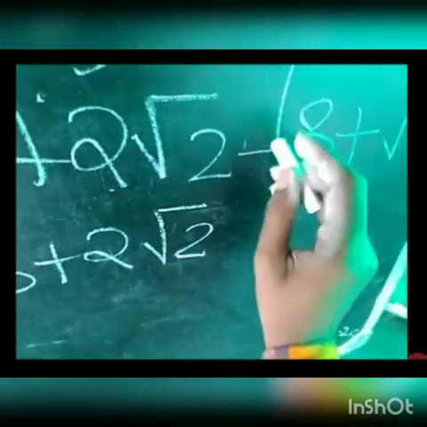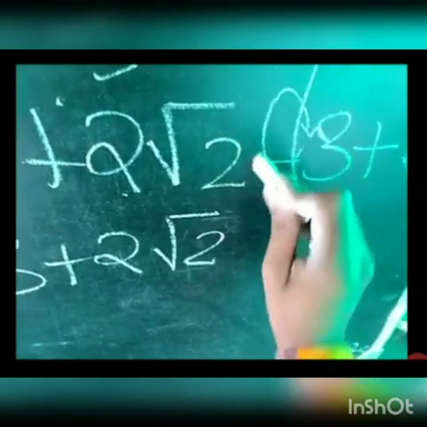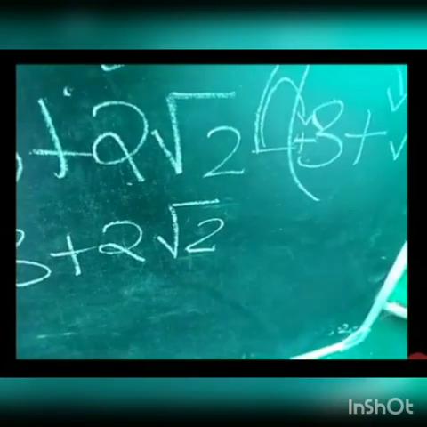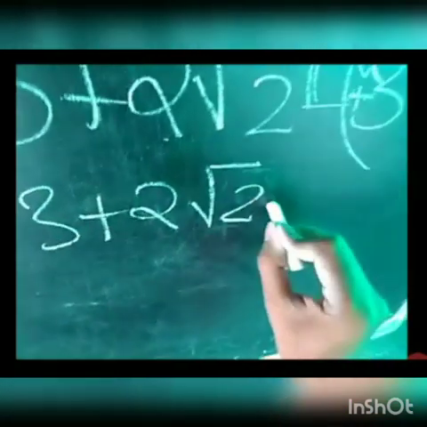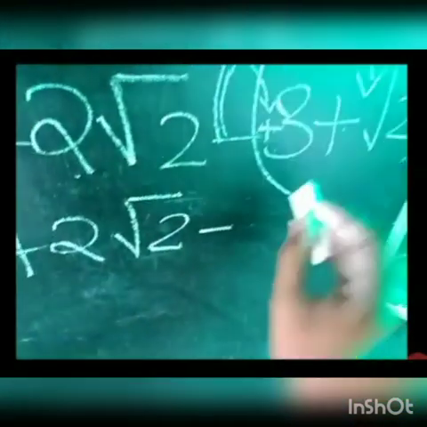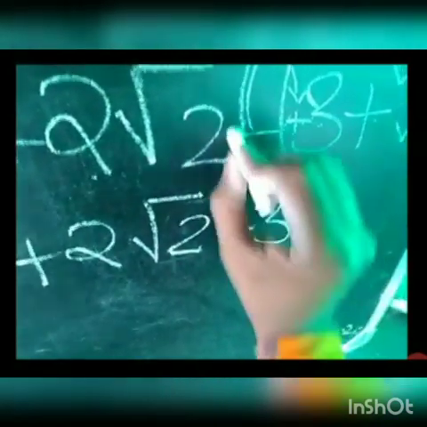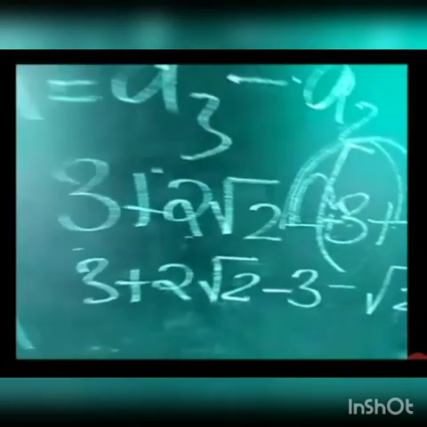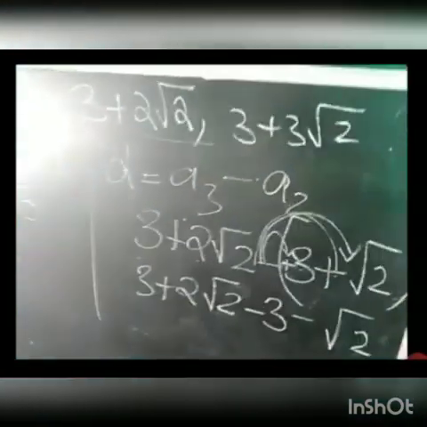We have minus here. We need to multiply this minus to both terms. If it is nothing, we have to assume this as plus. Minus into plus is minus. Minus into plus is again minus. So this will become minus 3. Again minus into plus is minus root 2. I hope you understood this. See, I will repeat once again.